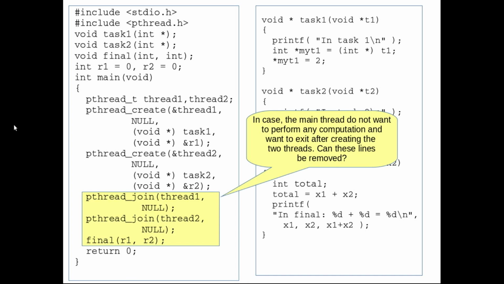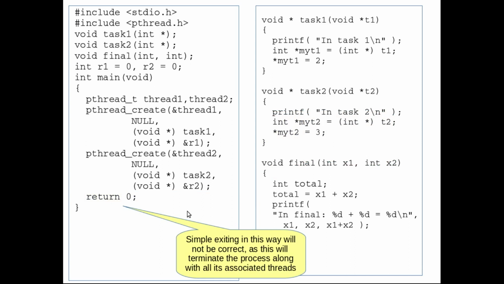So now we will make a small modification to the program. We say that the main thread doesn't want to compute the final value, it just wants to create the 2 threads, and it doesn't want to wait on thread 1 or thread 2, it just wants to exit. So is it okay to remove these 3 lines? If we remove these 3 lines, this is what we have. Now is this correct?